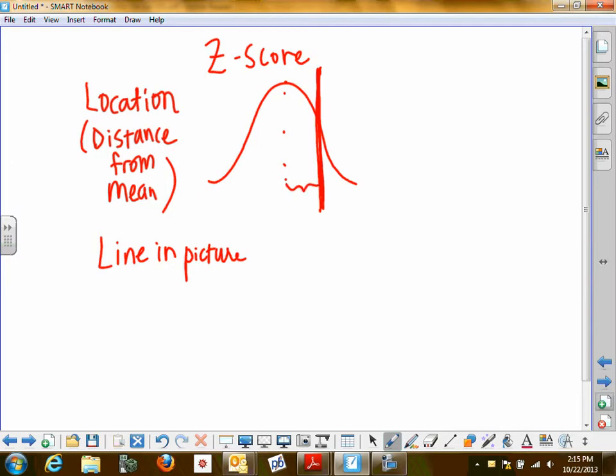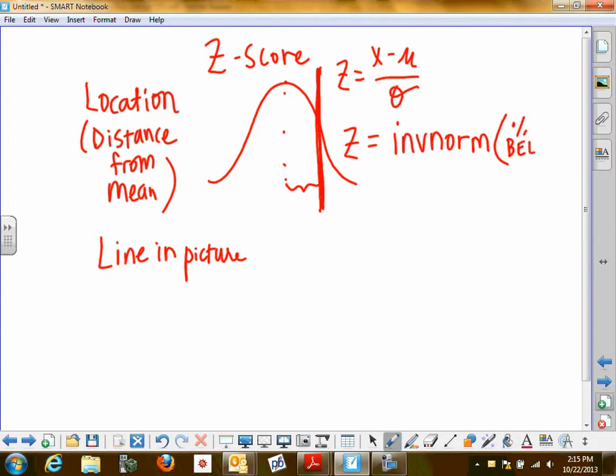Now, there are 2 ways to get z-scores. So the 2 things that you do with a z-score is this. You either use this formula that you have memorized, or if they tell you a percent, then you do inverse norm of the percent below that line. So those are 2 different ways that you can get a z-score. If they give you all 3 variables, then you can get the z-score with all 3 variables. If they tell you the percent below something, then you get it with the inverse norm.